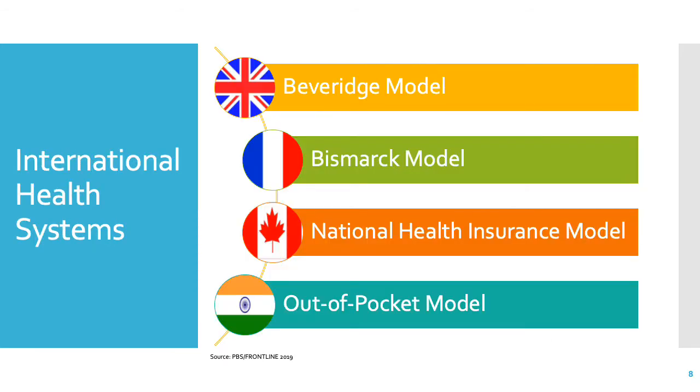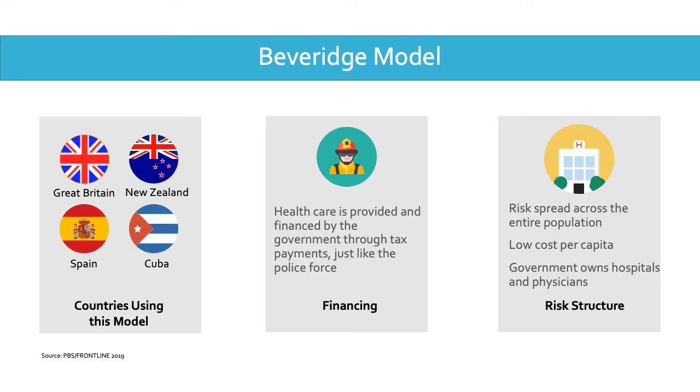So now let's dive into international health systems and talk about what you need to know when you're launching a brand globally. There are 4 different types of healthcare systems that you can see here, and we're going to talk about each one. The first is the Beveridge model. The Beveridge model is used in Great Britain, New Zealand, Spain, Cuba, and several other countries, but this is just to give you an idea. I think the easiest one is to think about Great Britain. That seems to be the one that most people are familiar with.